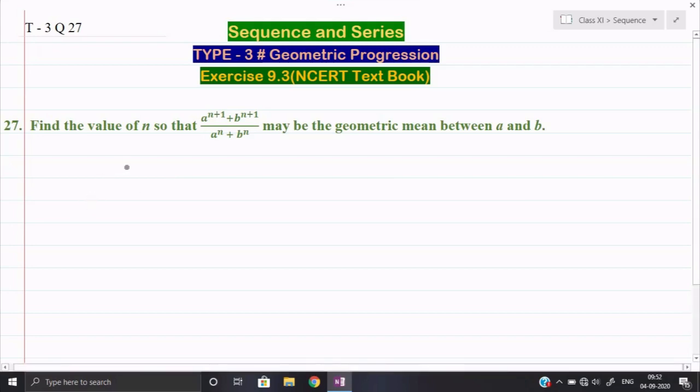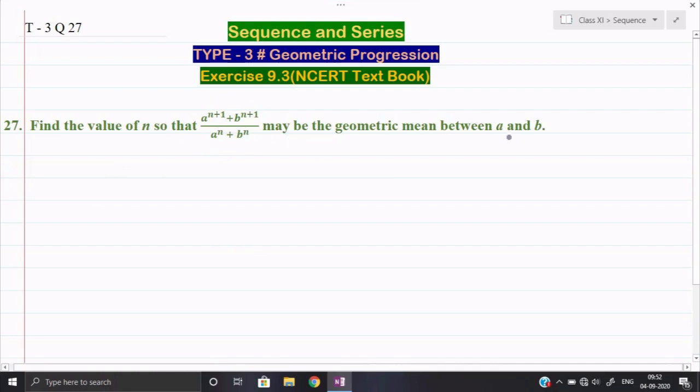Here in the 27th question it is given that you have to find the value of n so that (a^(n+1) + b^(n+1)) / (a^n + b^n) will be a geometric mean between a and b.